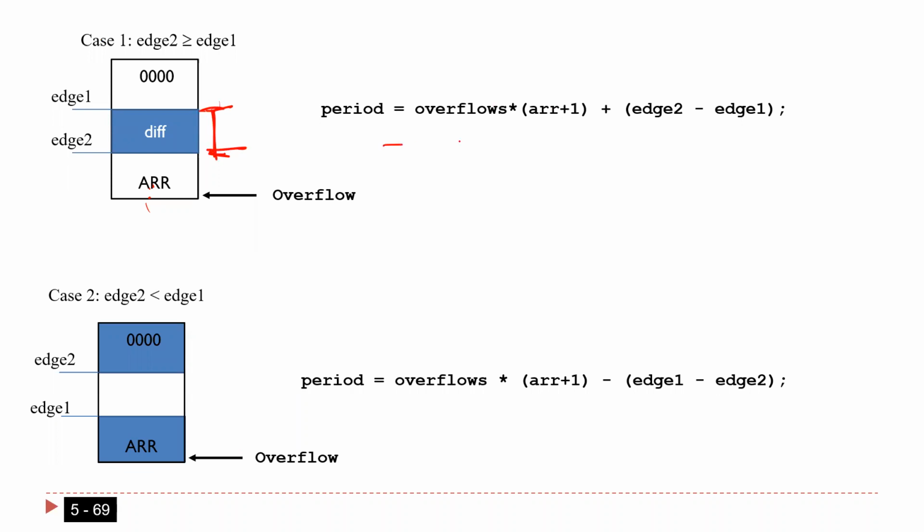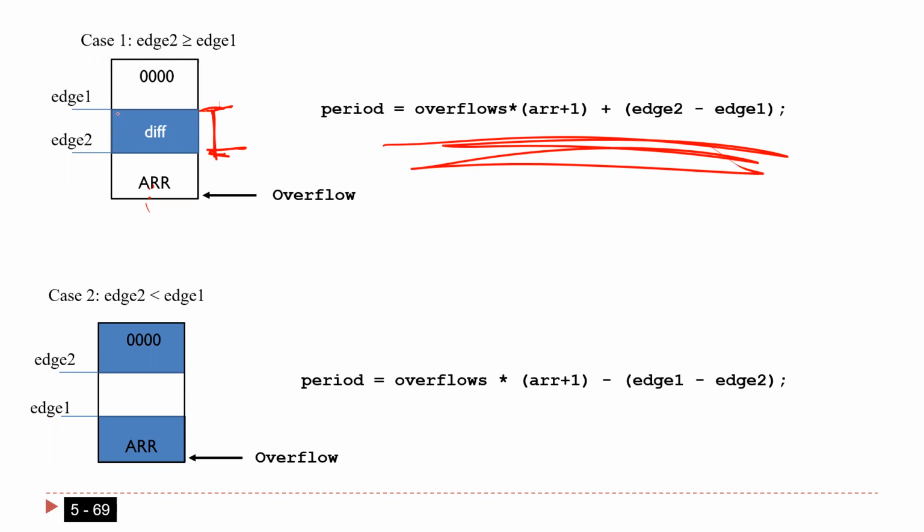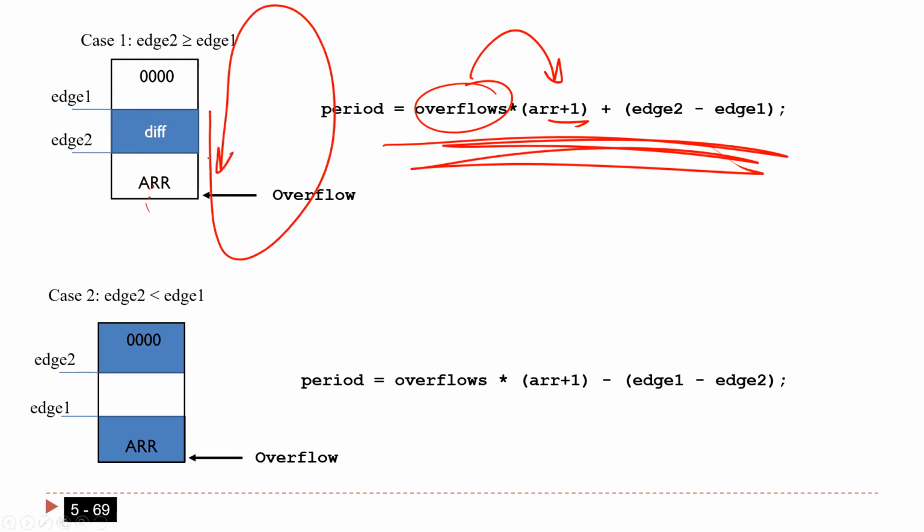So that's why you see the formula here. I need to get the difference from here to here, plus every overflow here should be multiplied by ARR plus 1. Because every time, I started from here. So that means if I come here, you already made a complete counting. That's why it has to be this way.